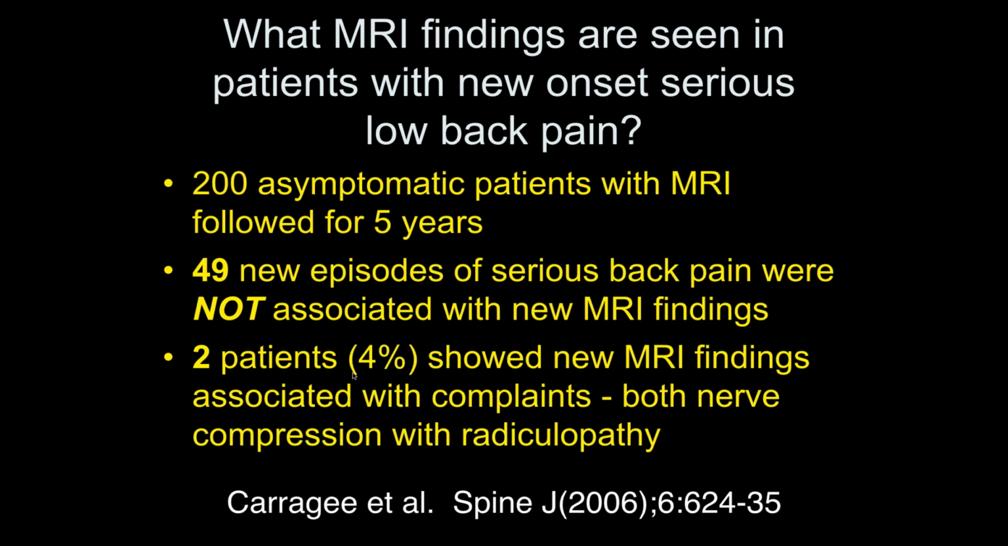2% or 2 patients, or 4% of the patients who became symptomatic, showed new MRI findings, and both of them were nerve compression with radiculopathy due to new disc protrusions in the foraminal zone.